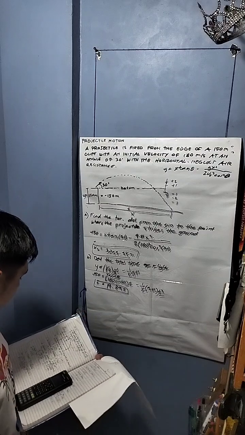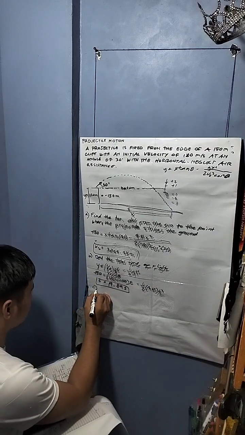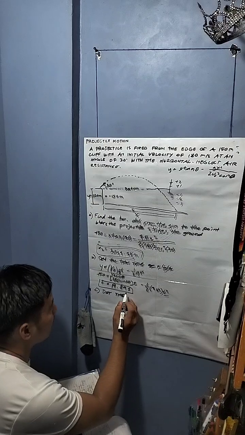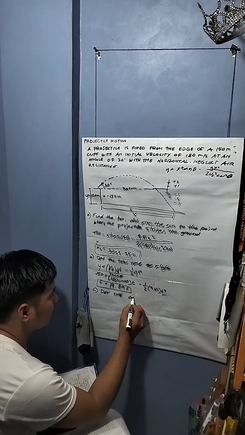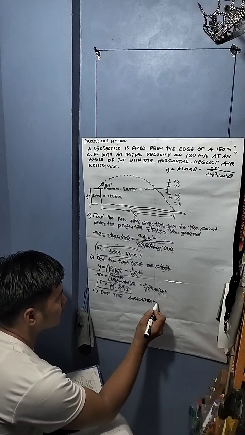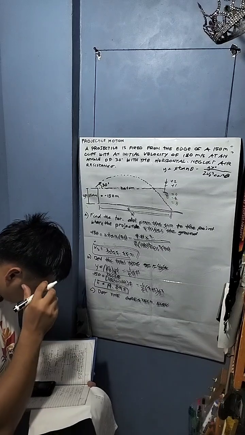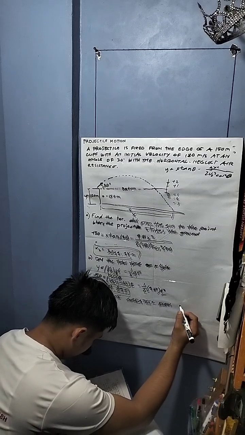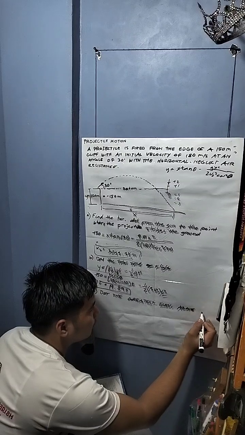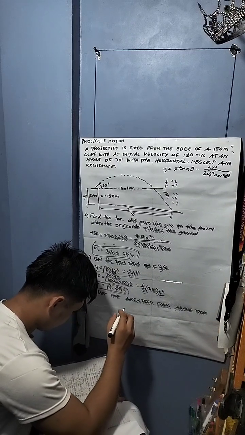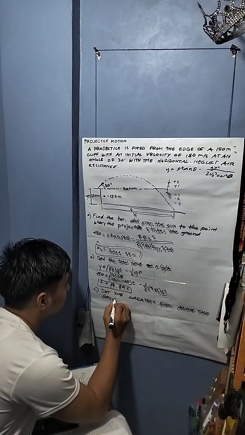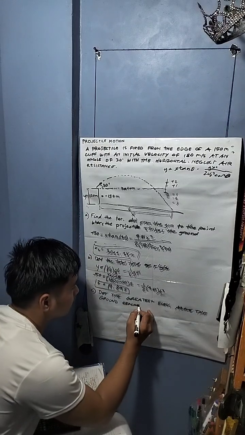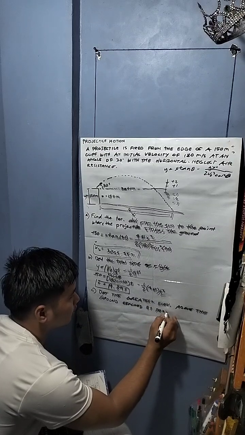Next, we have the third question. It says C. Determine the greatest elevation above the ground reached by the projectile.